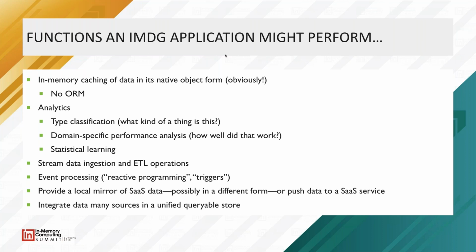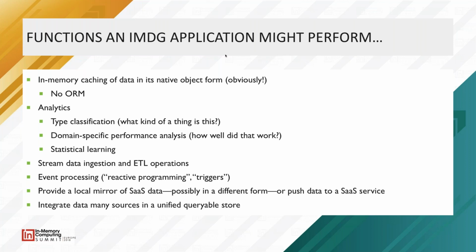There's also, in the analytics realm, people use IMDGs to do domain-specific performance analysis. So in investment banking, for instance, this is usually how well did this trading strategy perform versus the S&P 500. In retail, it might be something like, how well did our last marketing campaign work? But the basic idea is that because these systems keep objects in their native form and they allow you to run code co-located on top of those objects, it's very easy to do analysis like this in a way that was not possible with traditional systems without batch processes.